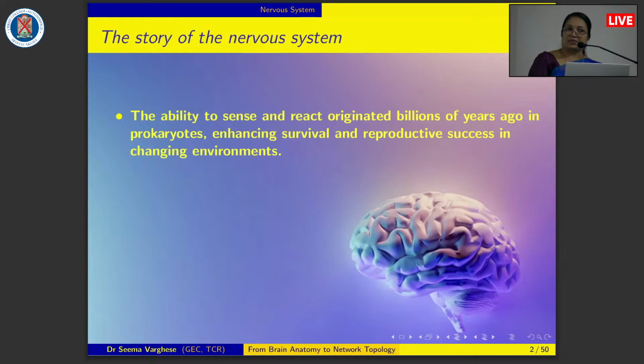That response system, from the single cellular organisms, when it evolved into multicellular organisms, and when more and more species came into the picture, this nervous system also developed. And it is interesting to note, what's the difference between human beings and other animals? What is the main difference? It is the ability to think, to process, to understand. That is the cognitive ability.